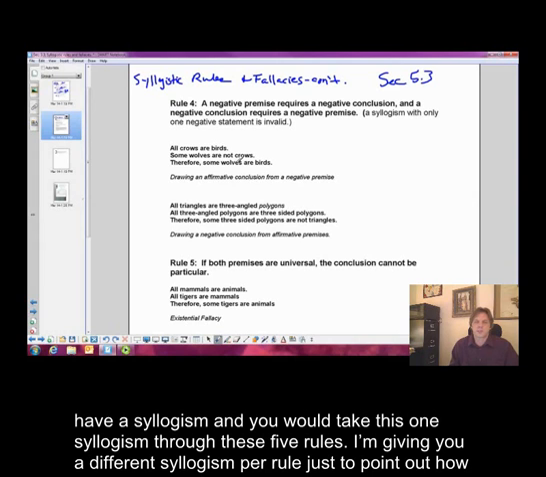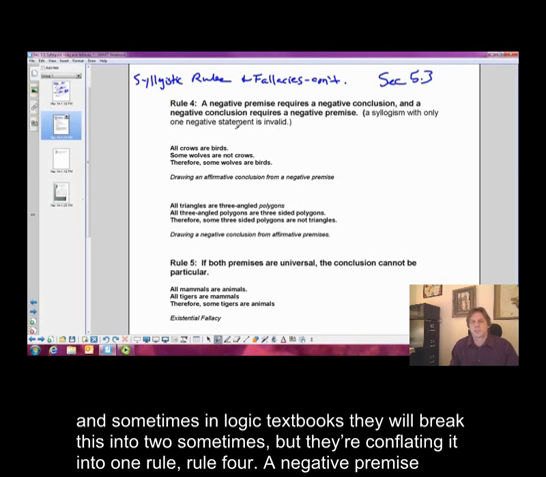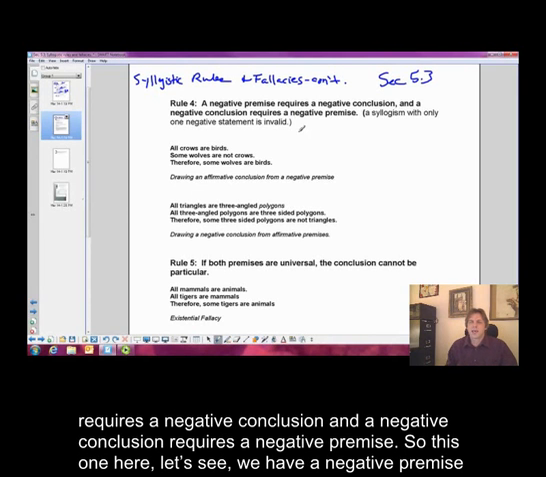I'm giving you a different syllogism per rule just to point out how the rule can be violated. But normally what you'll do is you'll have one syllogism and just in order take it through each rule. So let's go to rule 4. Sometimes in logic textbooks they will break this into 2, but they're conflating it into one rule, rule 4. A negative premise requires a negative conclusion, and a negative conclusion requires a negative premise.